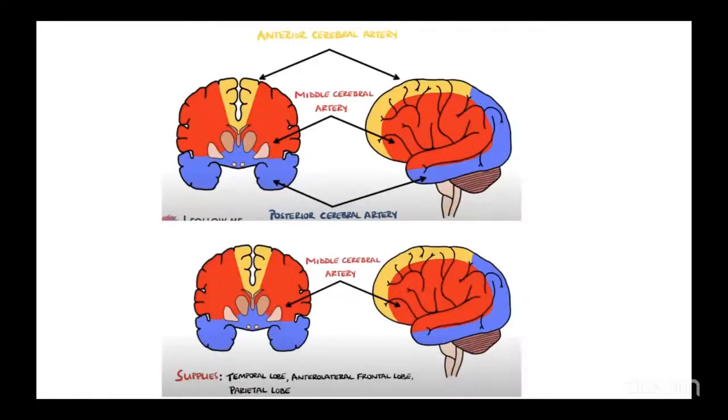Now, a little introduction about the blood supply of the brain. Blood supply to the brain is by the anterior, middle, and posterior cerebral arteries. The anterior cerebral and middle cerebral arteries supply this part of the brain, and the posterior cerebral artery supplies the posterior and posterolateral part of the brain. The middle cerebral artery supplies the temporal lobe, the anterolateral part, and the frontal and parietal lobes.